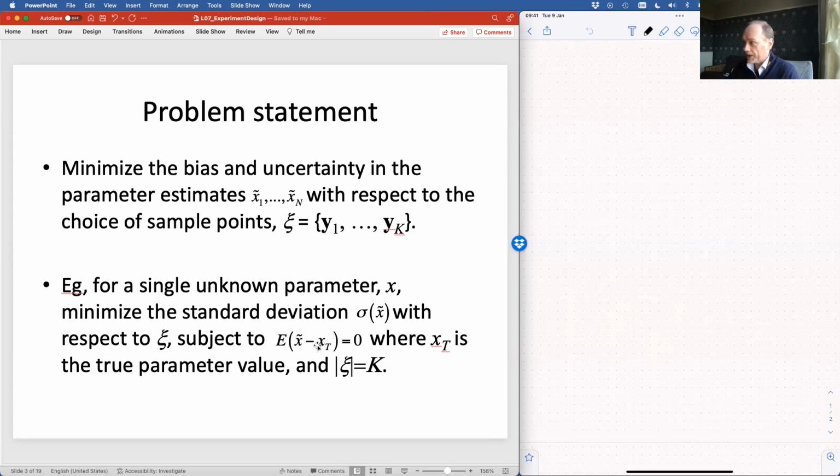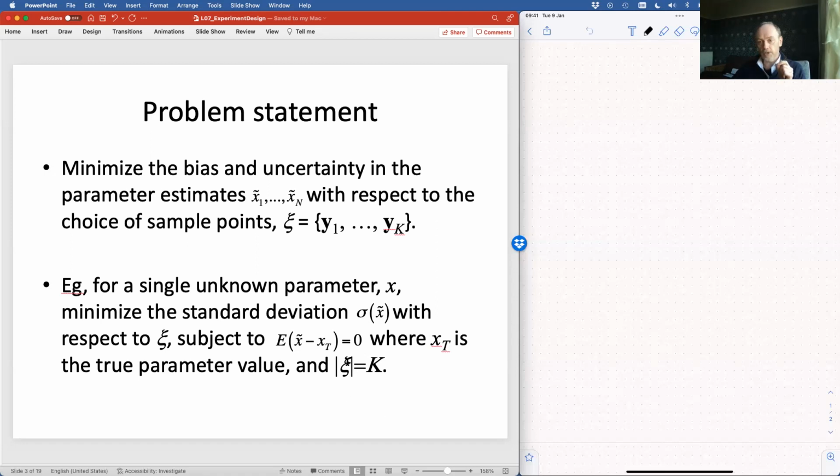So one sort of way that we might go about it, just focusing on a single unknown parameter for the moment, is that we might try to identify the experiment design, the set of Psi, or the set of independent variable settings that minimize the standard deviation of our parameter estimates, or in other words, maximize its confidence, subject to some additional constraints, such as the parameter estimates are unbiased. So over a large number of trials, on average, we get the true parameter value. We're also typically subject to some constraints on the experiment design itself.